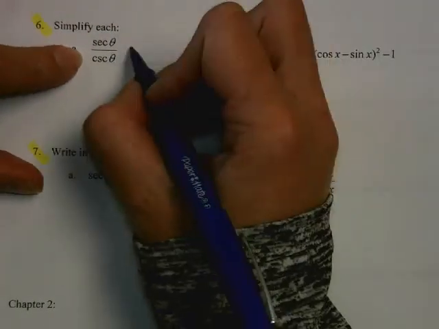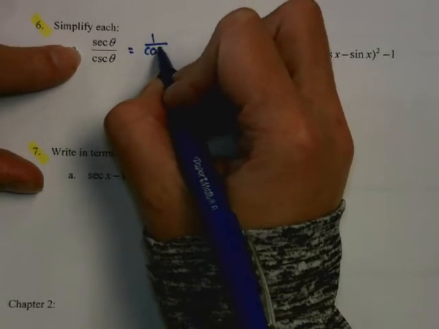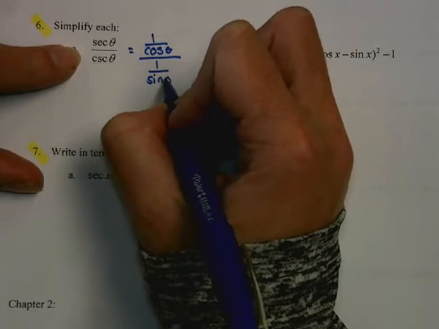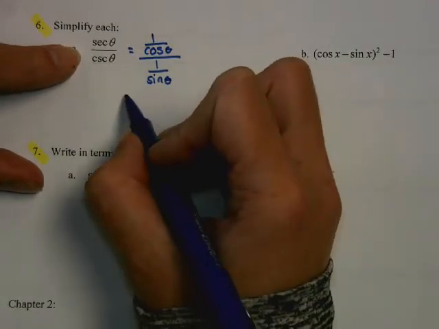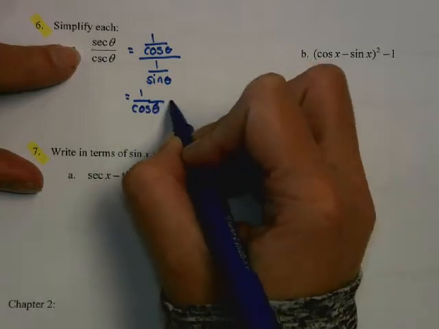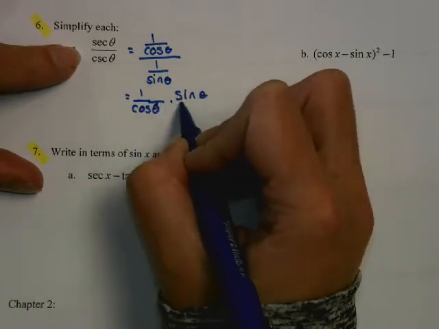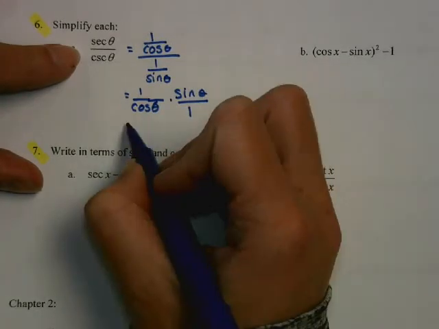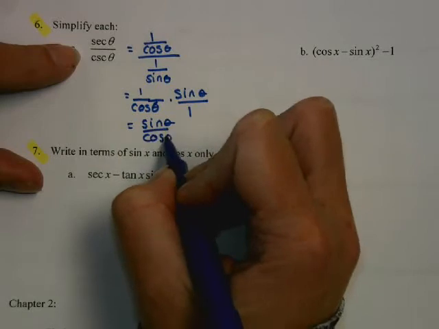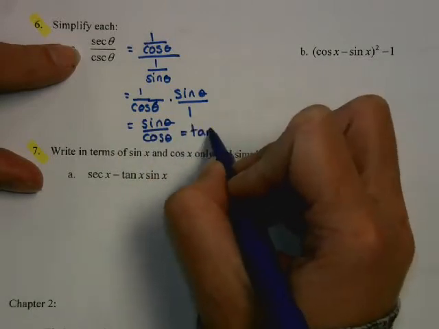So here I'm going to rewrite this as 1 over cosine over 1 over sine. That's going to be the same as 1 over cosine times sine over 1, which is sine over cosine, which is tangent.